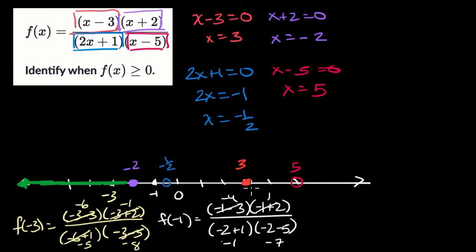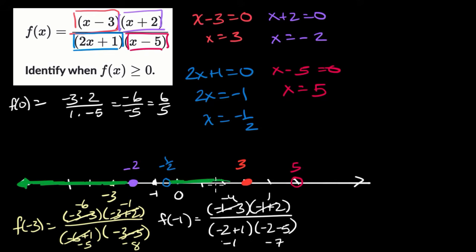Now let's go to this section, and a number that's always fun to test out is 0. The math tends to be pretty straightforward. So let's see, f of 0 is going to be negative 3 times 2 over 1 times negative 5. And so that is equal to negative 6 over negative 5, which is equal to positive 6 over 5. So I'm feeling pretty good. I'm going to shade that in the green again. So this interval right over here, because I don't expect any sign changes. And we know that 3 is also included because that's where we equal 0.